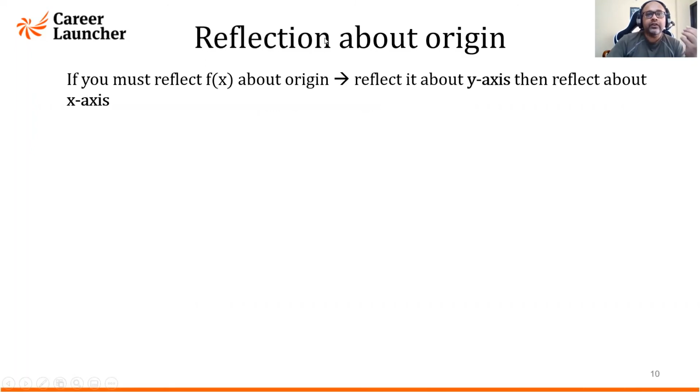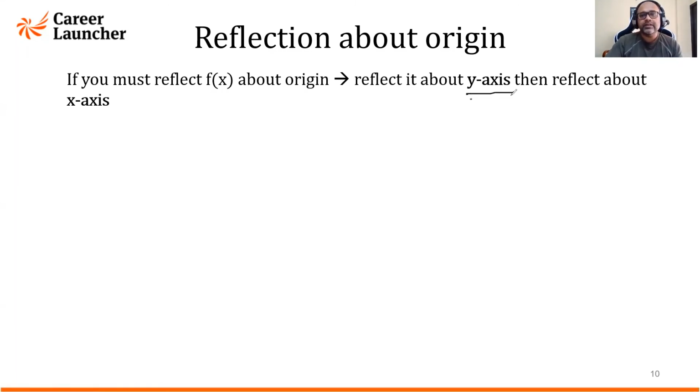Now, forget about odd functions, take any function f of x. You want to find its reflection, or symmetry, about a point called the origin. You're not saying whether f of x is even or odd, it doesn't matter, any function. I want to find the reflection of it with respect to a point. To do that, you can break it up into two steps.